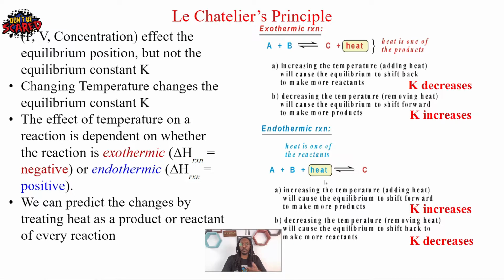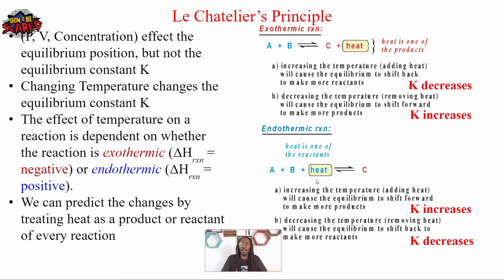So now if heat is my reactant, what's going to happen when I add heat or if I take away heat? If I increase my temperature, if I add heat, then this is going to cause my equilibrium to shift to make more products, because I'm adding more reactants. Just like the same concept mentioned earlier here in the video.